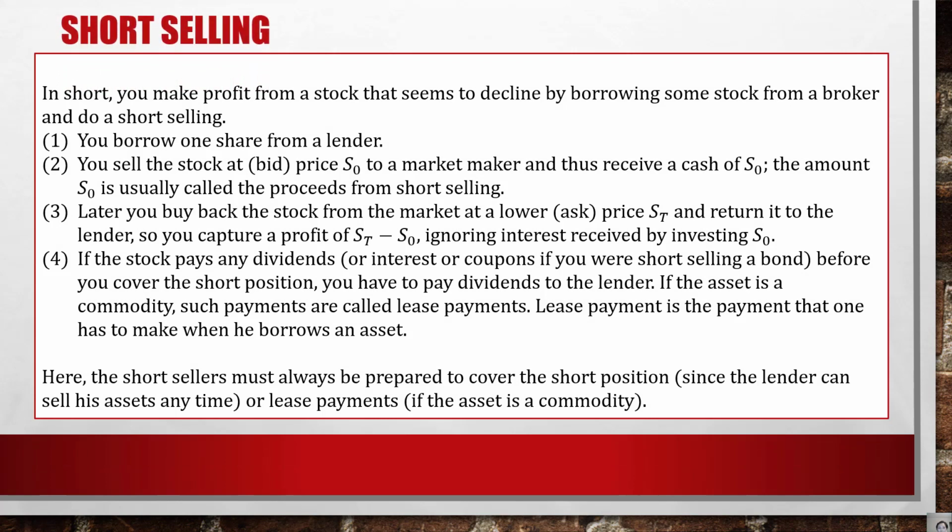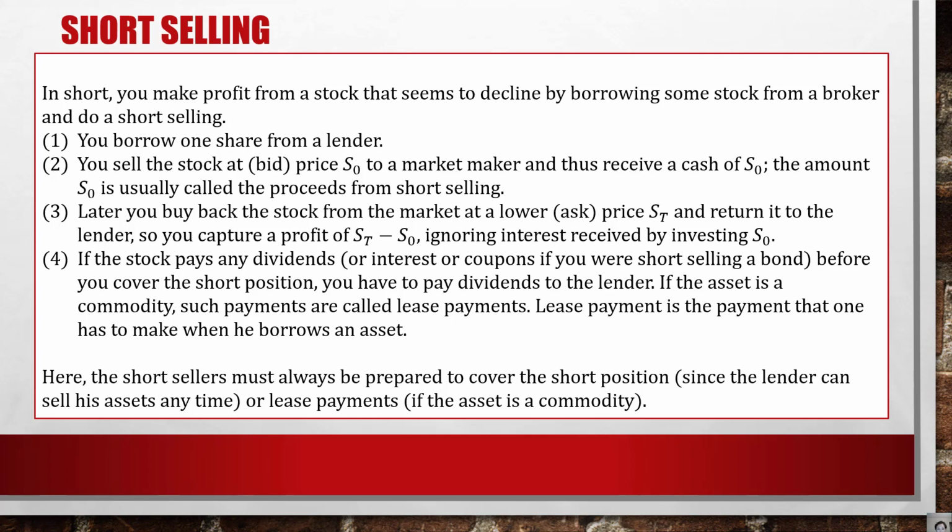Alright, in short, you make profit from a stock that seems to decline by borrowing some stock from a broker and doing a short selling. First, you borrow one share from a lender. Then you sell the stock at bid price S0 to a market maker, and third, receive a cash of S0. The amount S0 is usually called the proceeds from the short selling. Later on, you buy back the stock from the market at a lower price S_T at T and return it to the lender so you can capture a profit of S0 minus S_T, ignoring the interest received by investing S0.